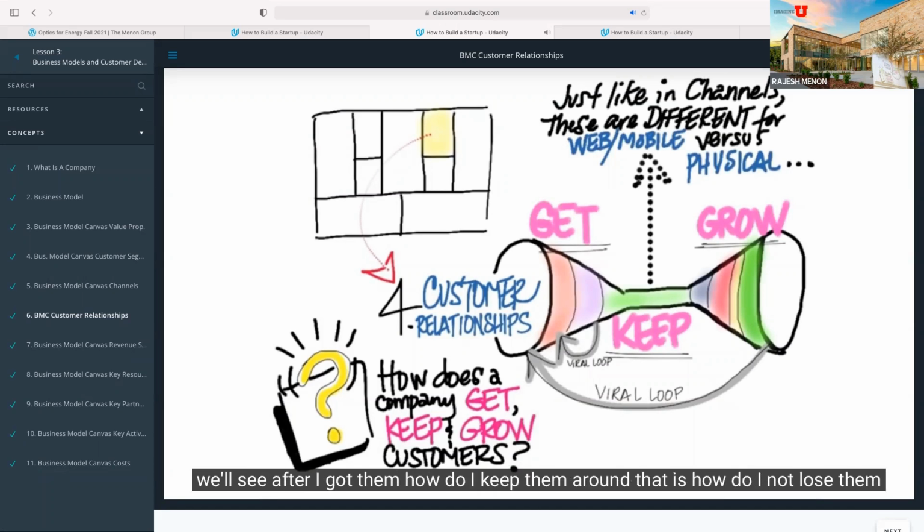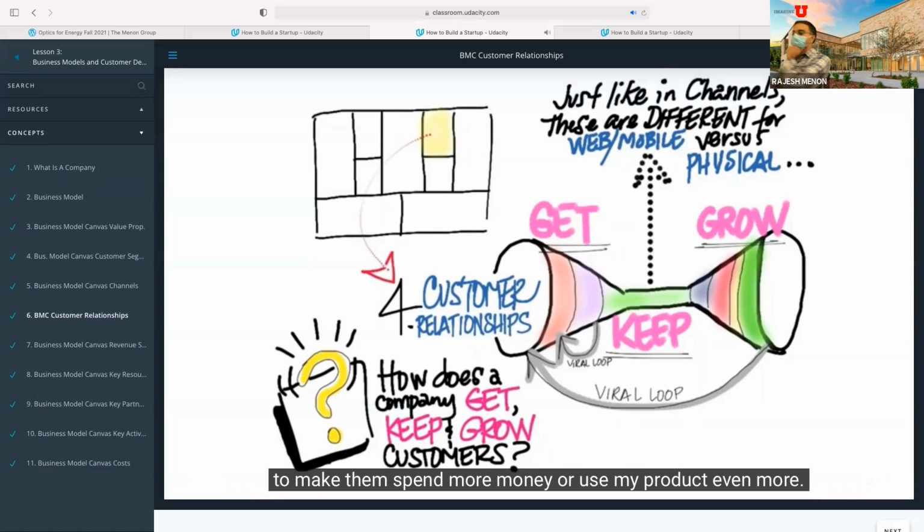And then later on, we'll see after I got them, how do I keep them around? That is, how do I not lose them through attrition and churn? And then what can I do once I have customers to make them spend more money or use my product even more? And so one of the things we'll be thinking about is, how do I get, keep, and grow customers? And just like every other step, you might have hypotheses on day one, but you're only going to figure this out when you're out of the building.